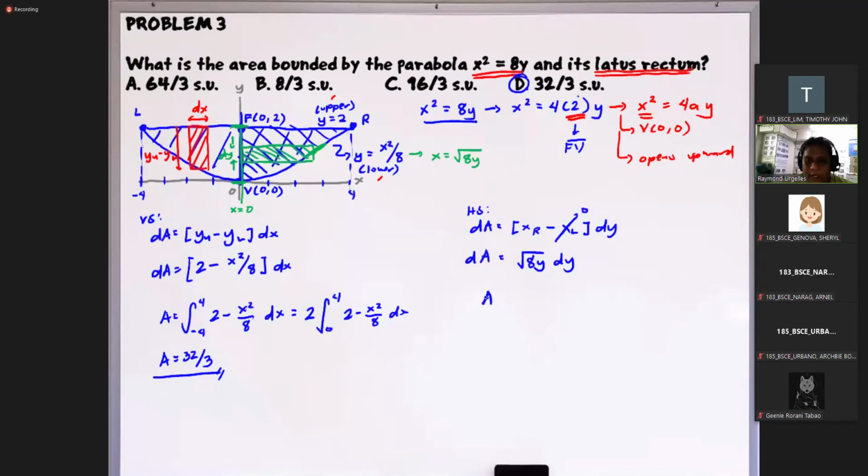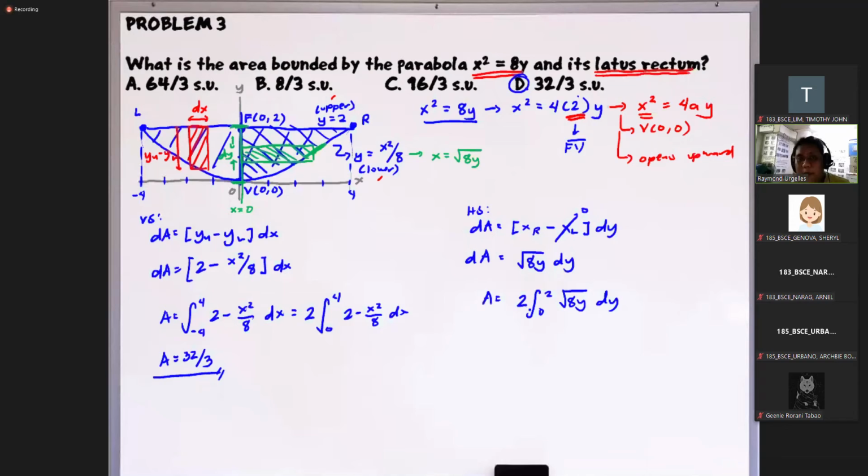So then solving for the area, the area will be from 0 to 2, square root of 8y dy. No? Okay, so again, pero kalahati lang yan, so kaya kailangan din natin itong i-multiply sa 2.